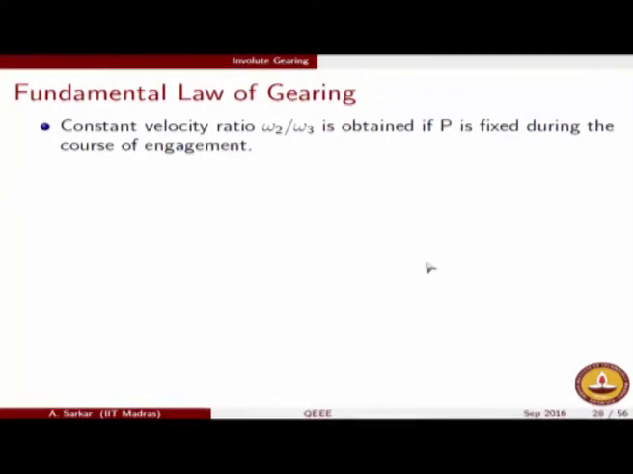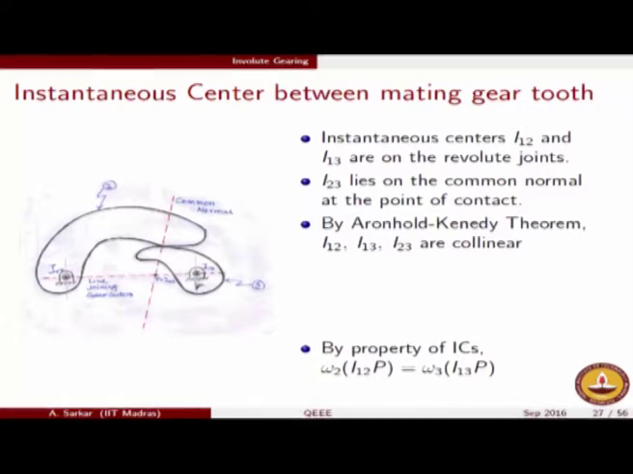in our gearing system. In this figure we could assume these two to be exactly like two mating gear teeth. It is just that I have not drawn it like a gear because it will be cumbersome to do so. I have just tried to draw two gear teeth, and at the end of my analysis what I see is that omega 2 by omega 3 will be kept constant only if the ratio of the distances from the instantaneous center to the revolute joints, that is I13P divided by I12P, is constant.